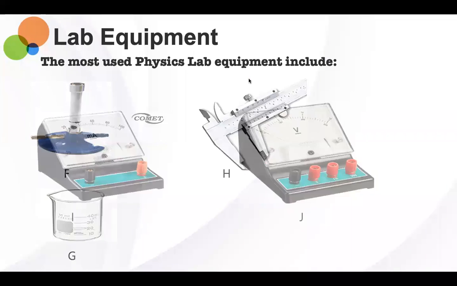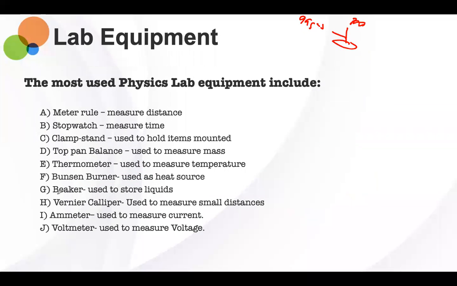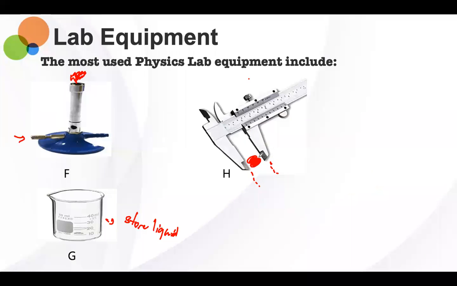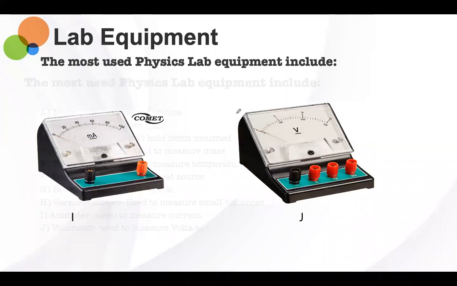And then we have the vernier caliper. Vernier caliper is this one right here, and it is used to measure small distances, right? So you want to find the diameter of a marble. We have our marble here, and we want to find the diameter, which would be the distance from here to here, right? We can't use a ruler. We'll have to use a vernier caliper to get an accurate reading of that.